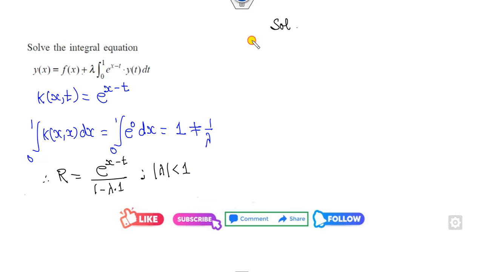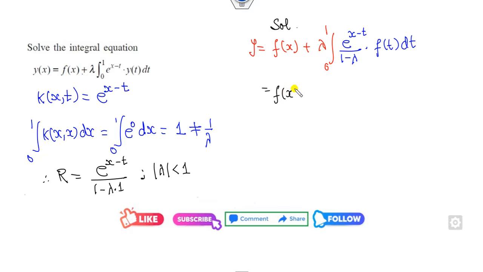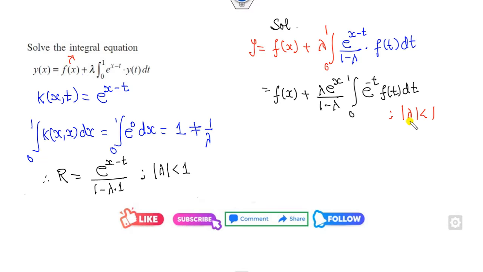So what is my solution? Y is equal to f(x) plus lambda times the integral from 0 to 1 of the resolvent kernel e raised to power x minus t over 1 minus lambda into f of t. Fine. Now it is f(x) plus e raised to power x, 1 minus lambda common, integral from 0 to 1 of e raised to power minus t f of t dt. Now since f of t is unknown, that's why this is the right answer of this problem.